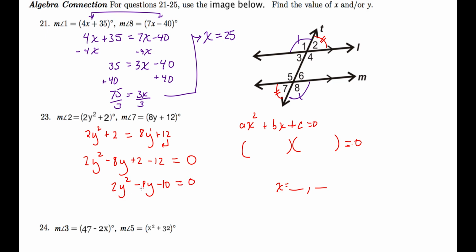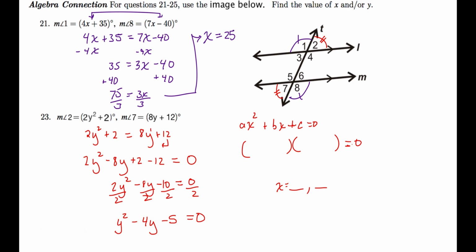Notice that every term in here is even. That means we can divide everything by 2. We're not going to do that one. That's not factorable anyway. We need to use the quadratic formula for that one. So we'll look at that later. Well, this one is doable.